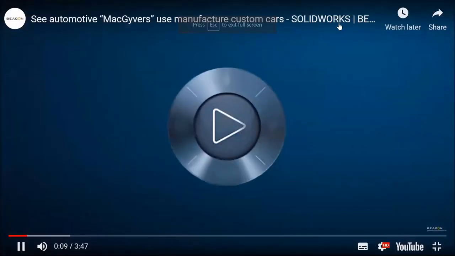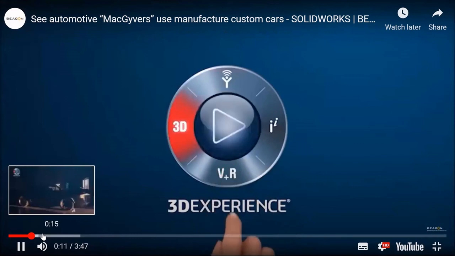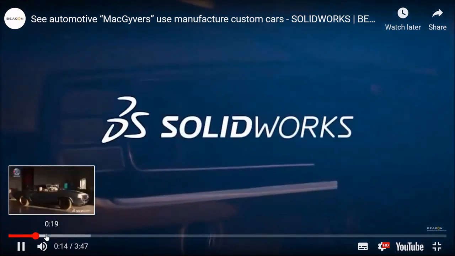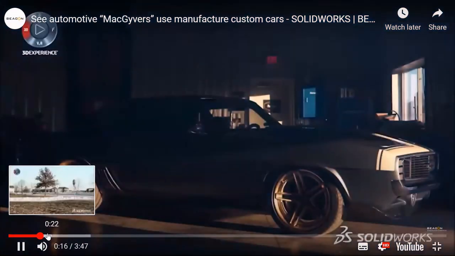So there is a software called SolidWorks. 3D design. SolidWorks.